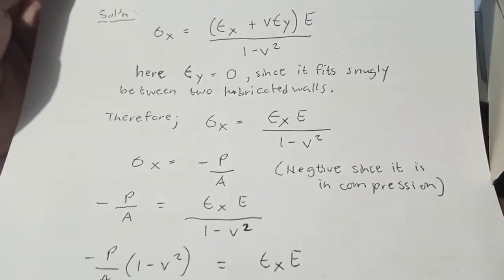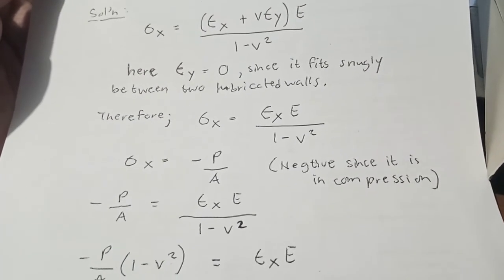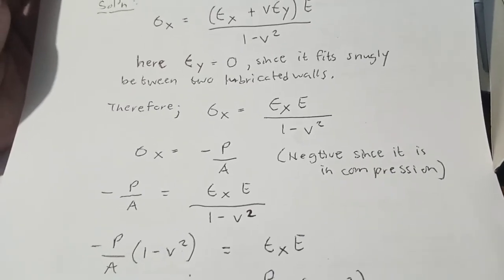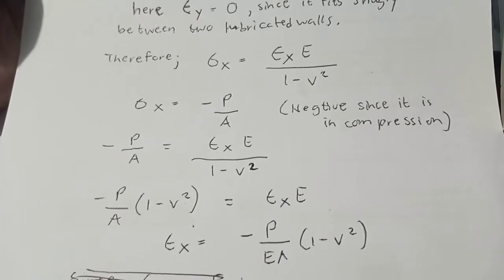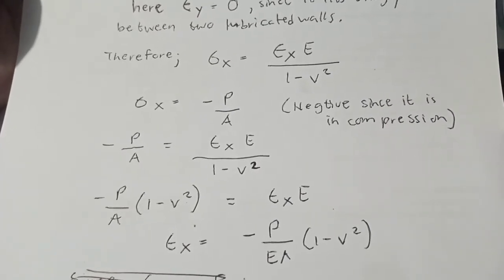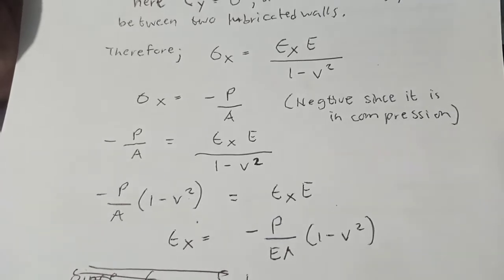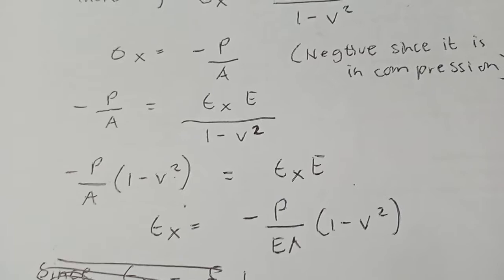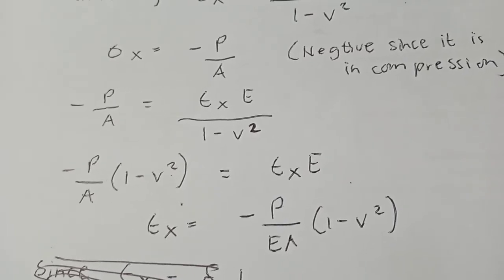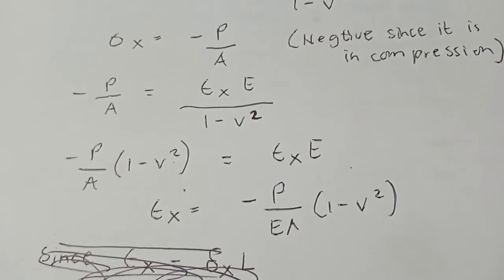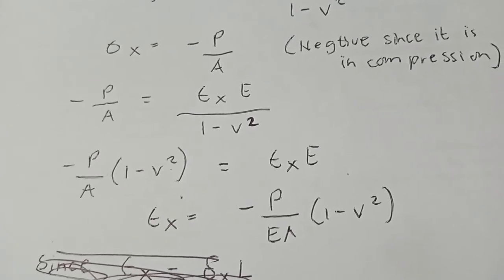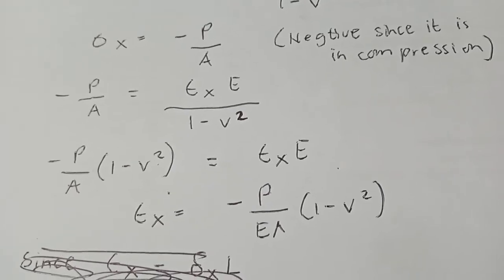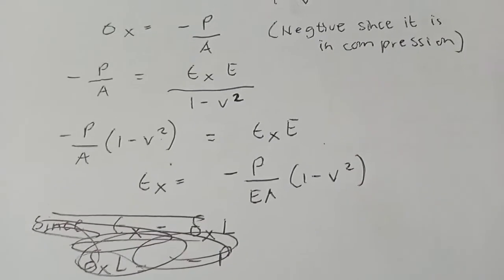Since negative P over A is equal to epsilon x times E over 1 minus v squared, by algebraic manipulation, if you multiply 1 minus v squared on both sides, it will become negative P over A times 1 minus v squared equals epsilon x times E. Therefore, we can compute the value of epsilon x as negative P over EA multiplied by 1 minus v squared. So that is epsilon x.